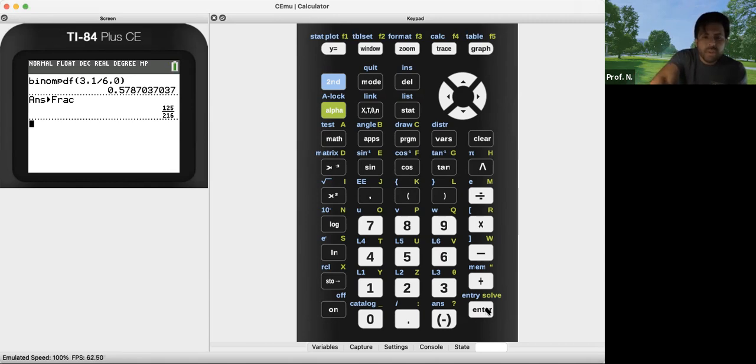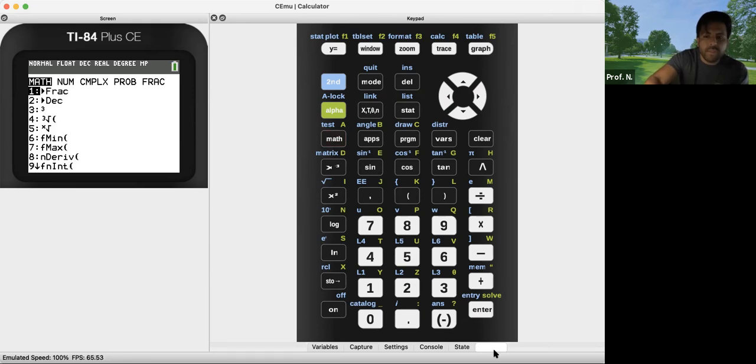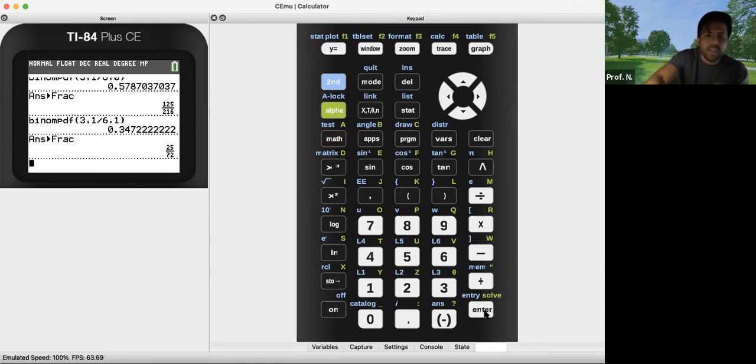Now what you can do, instead of going all the way back, you can copy this. And you see the arguments inside this function. The first argument, or the first coordinate, if you think of it, is n. The second coordinate is p, and the last coordinate here is x. So I want x to be 1 in this case. So when I press this and I convert this to a fraction by going math, enter, enter, I get 25 over 72.